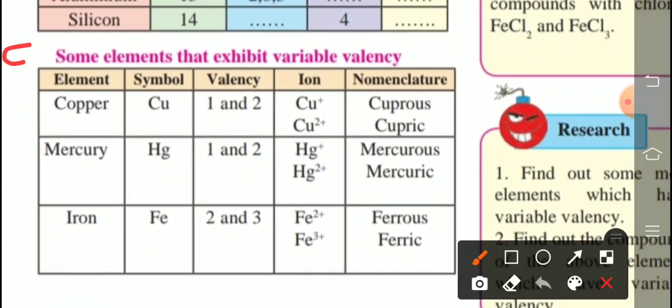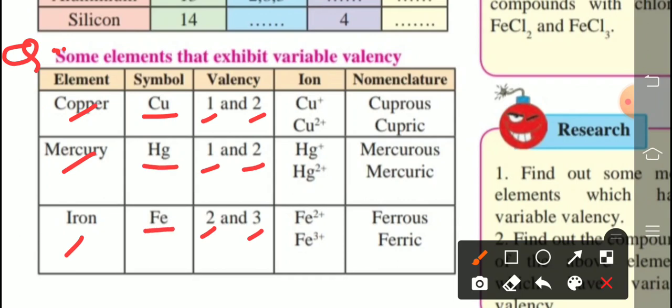Now a question is asked related to this topic. Complete the following table. Copper, mercury, iron: all these three elements show more than one valency. Copper and mercury show the valencies 1 and 2, and iron shows the valency 2 and 3. Symbols are given. The symbol of copper is Cu, the symbol of mercury is Hg and the symbol of iron is Fe.